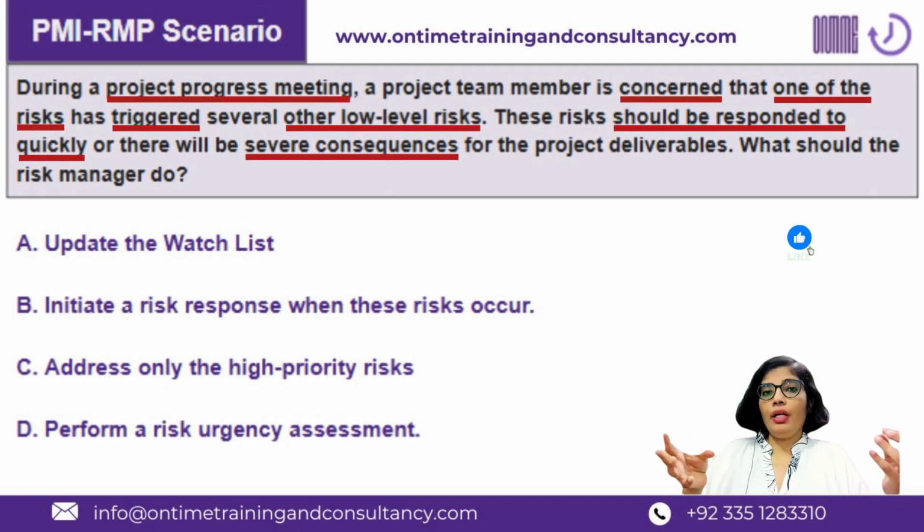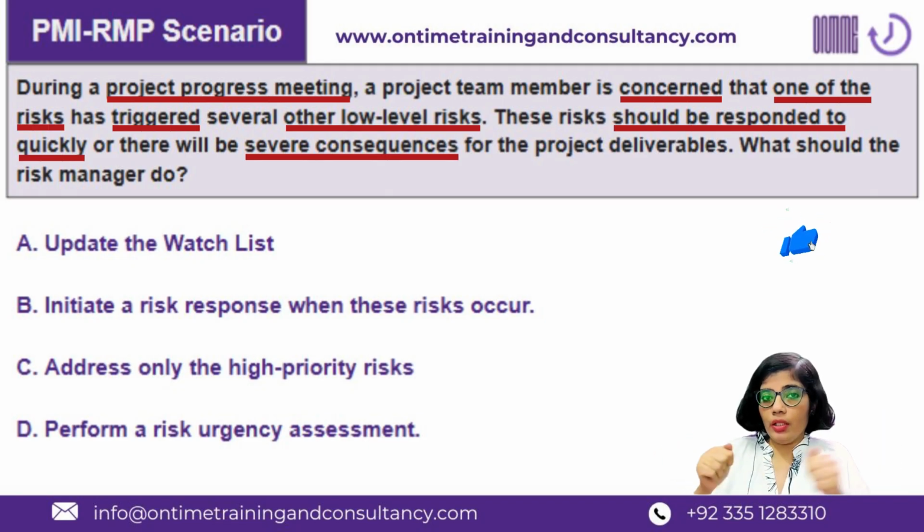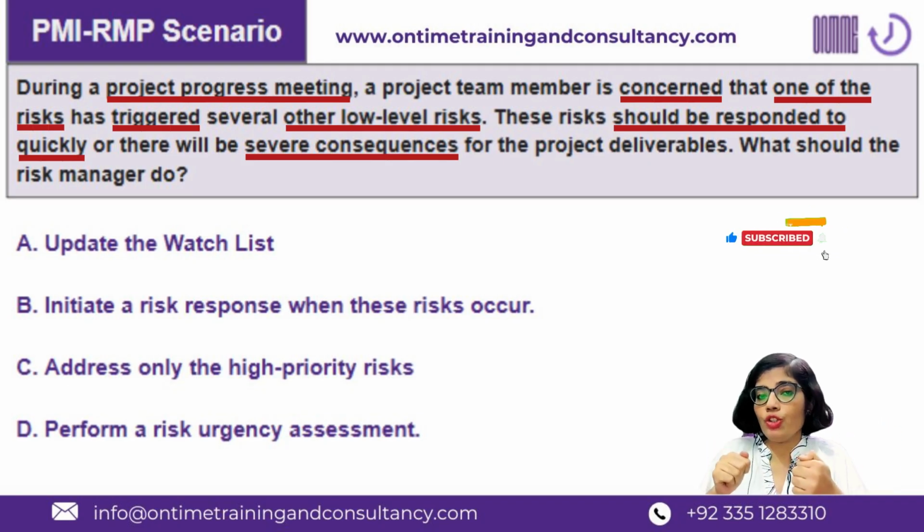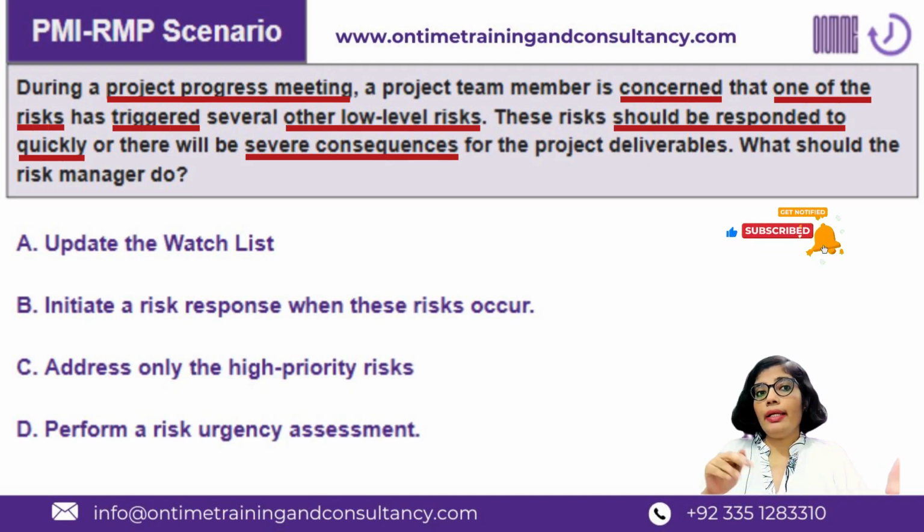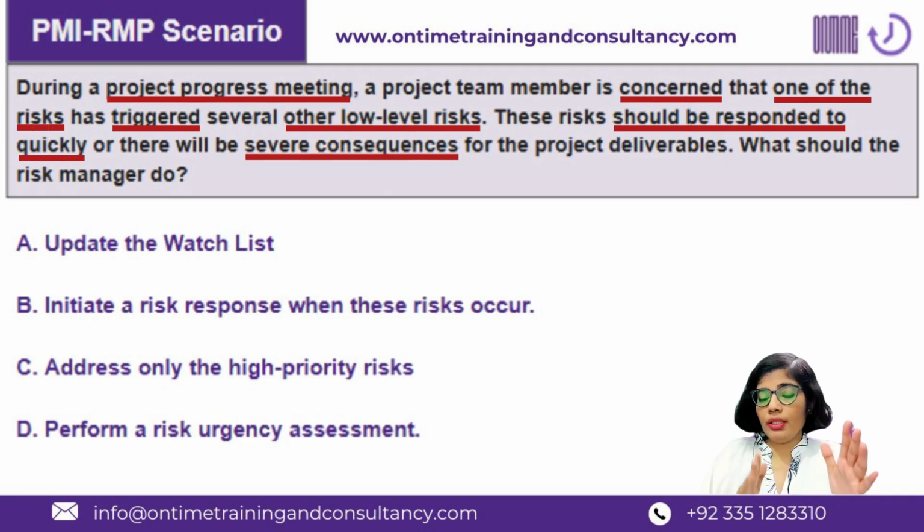See, if our risk triggers, and we know what a trigger is. A trigger is like an alarm or a notification event that now is the time to apply the response plan. And if the trigger condition tells that multiple other low priority risks are now active, then this is even more alarming because this is a cascading effect, right?